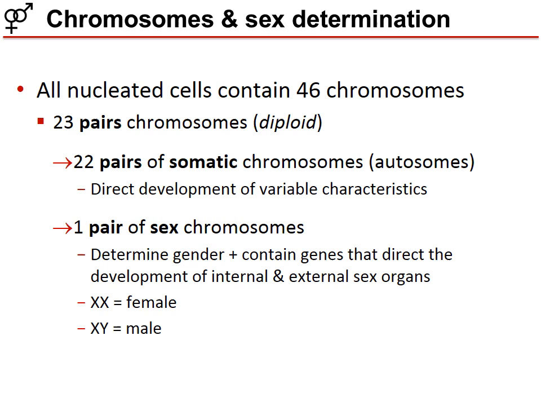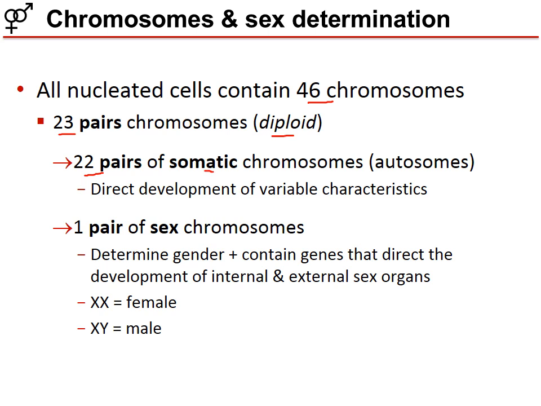Each nucleated cell within the body, except for the gametes, so except for the eggs and the sperm, contains 46 chromosomes. This set of chromosomes is called a diploid number because in actual fact these chromosomes occur in pairs. These 46 chromosomes are 23 pairs of chromosomes, and these 23 pairs are then subdivided into 22 pairs or 44 chromosomes, which are somatic or autosomal chromosomes.